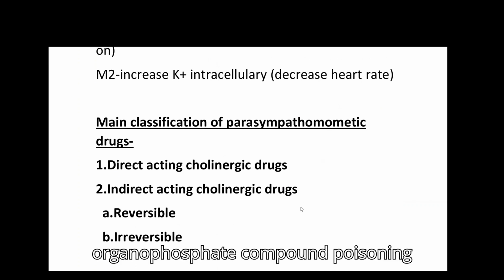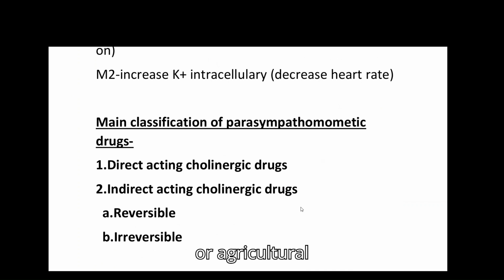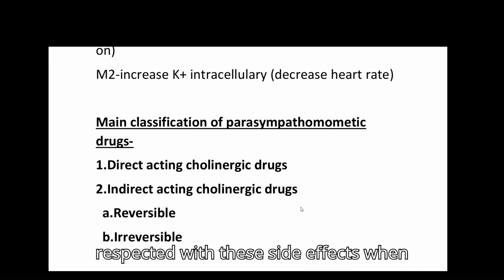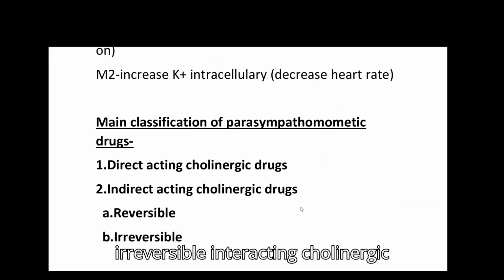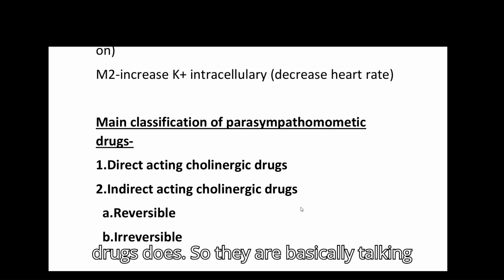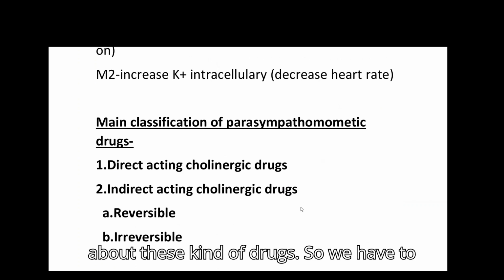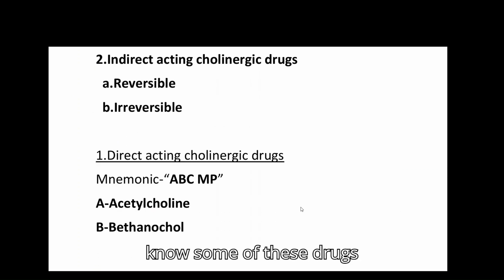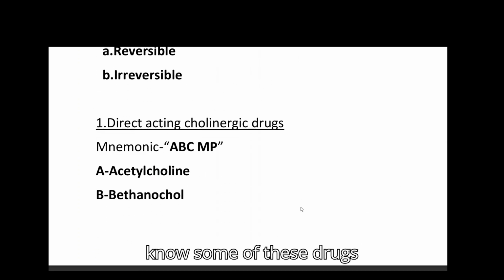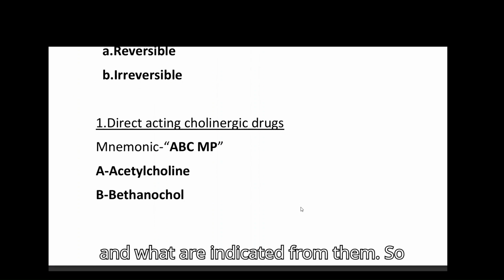Irreversible ones are not clinically relevant but can cause poisoning. So when you are talking about organophosphate compound poisoning, or agricultural poisoning, or toxic drugs with severe side effects from irreversible indirect acting cholinergic drugs, they are basically talking about these kinds of drugs. So we have to know some of these drugs and what they are indicated for.